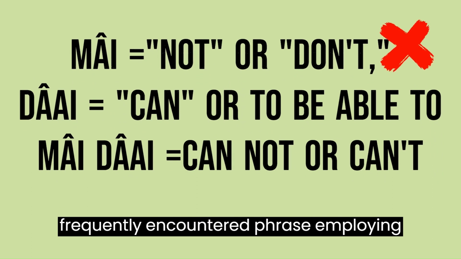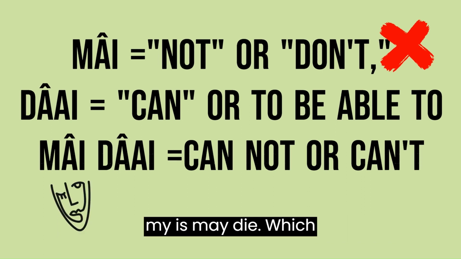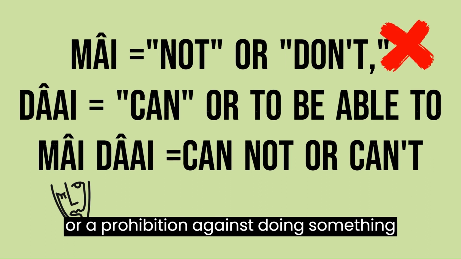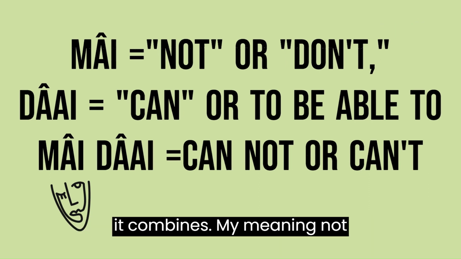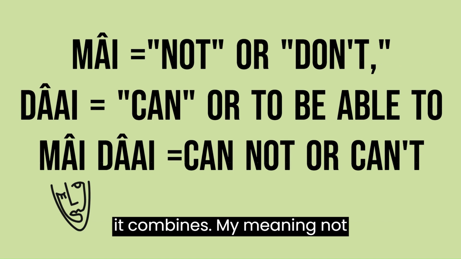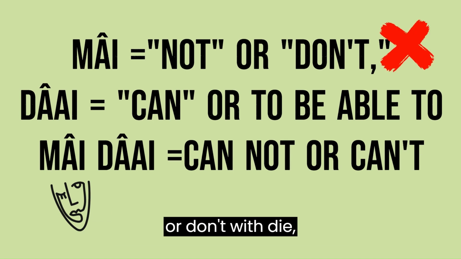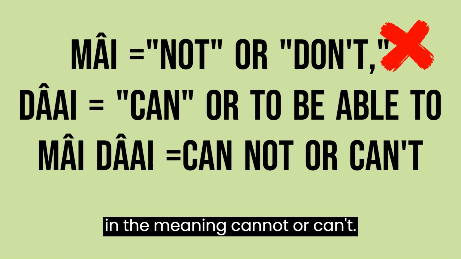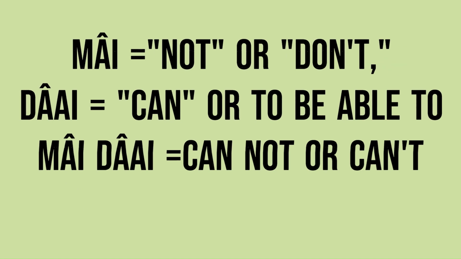A frequently encountered phrase employing ไม่ is ไม่ได้, which signifies the inability to do something or a prohibition against doing something. It combines ไม่, meaning not or don't, with ได้, meaning can or to be able to, resulting in the meaning cannot or can't.